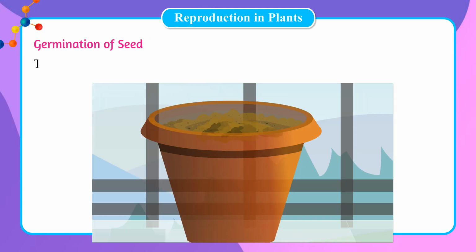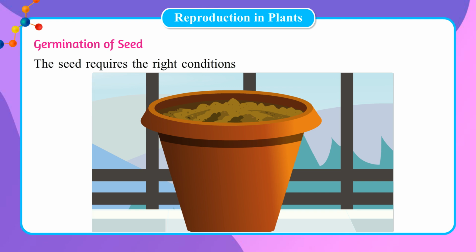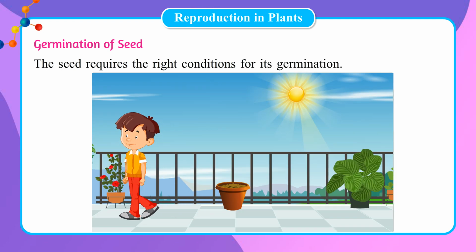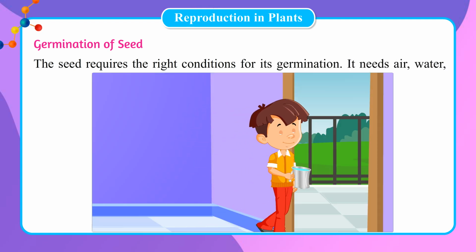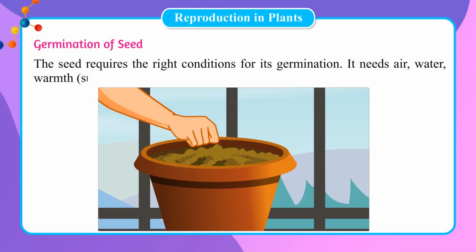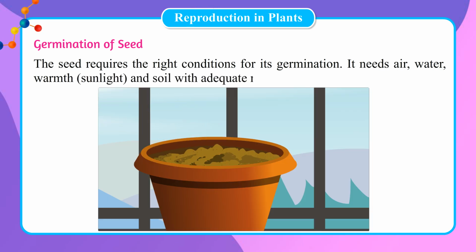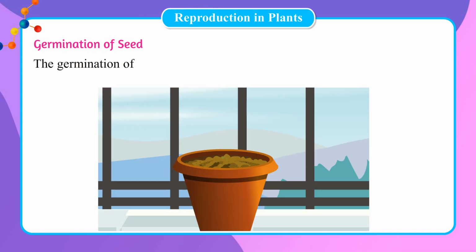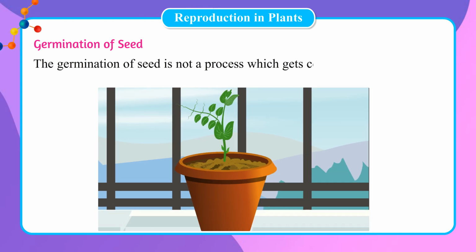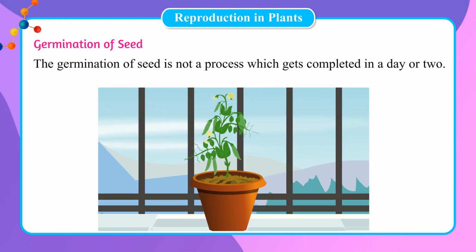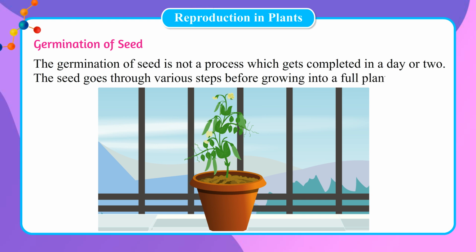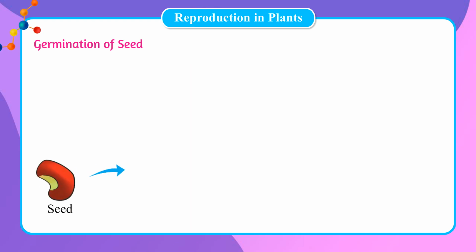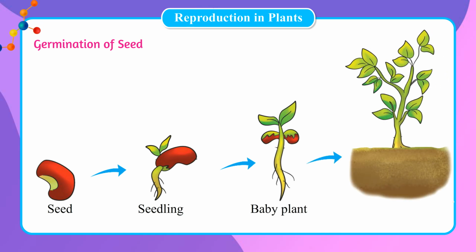Germination of seed. The seed requires the right conditions for its germination. It needs air, water, warmth, sunlight and soil with adequate nutrients for its growth. The germination of seed is not a process which gets completed in a day or two. The seed goes through various steps before growing into a full plant. Seed, seedling, baby plant, adult plant.